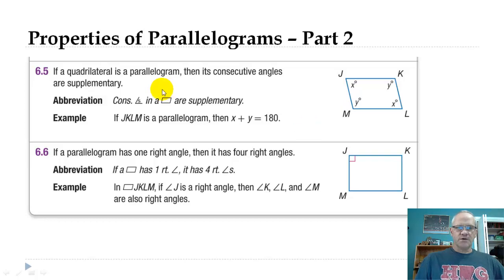Now you notice here it says consecutive angles are supplementary. Remember, consecutive angles mean angles that are right next to each other, and supplementary means they add up to 180 degrees. So you notice in this little diagram, it's marked that the angles across from each other are the same. They're congruent, x and x, y and y. But also, any angles right next to each other, any combination of x plus y, this x plus that y, or that x plus that y, will always equal 180.